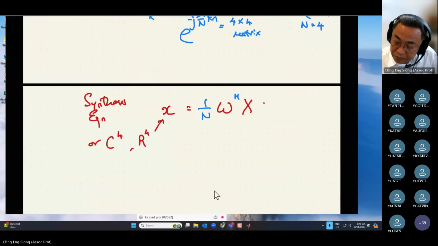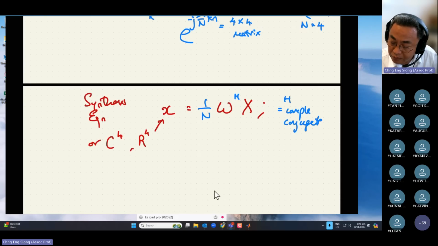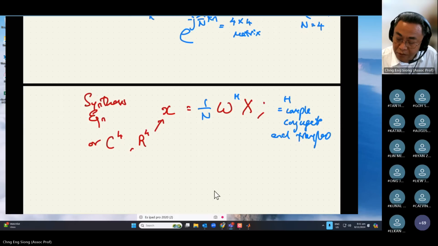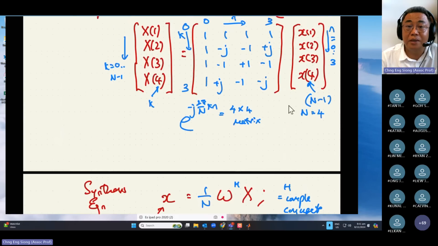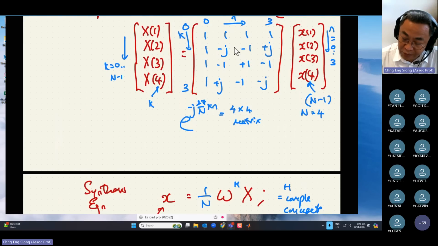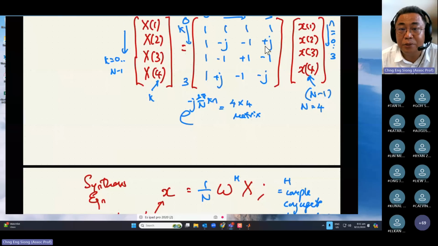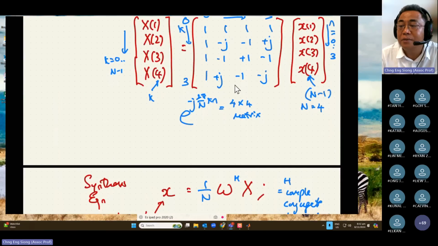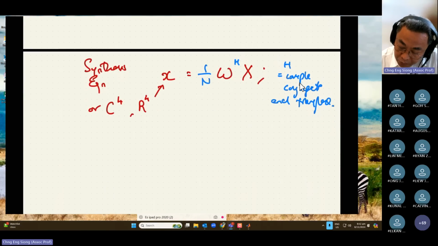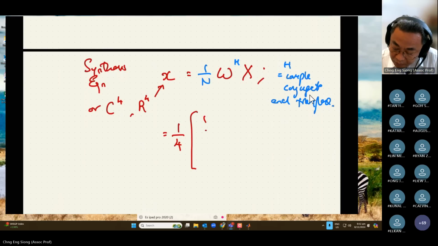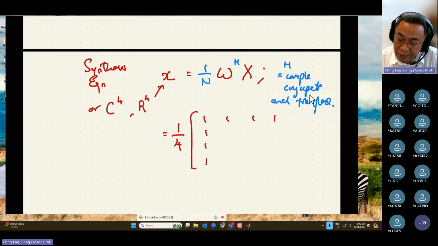What is W^H? The H operator is the complex conjugate and transpose. So basically, you will take this matrix, you will transpose it, and you conjugate it. But it's symmetrical. So W^H is very easy. W^H is exactly this matrix with all the minus j becoming plus j. That's it. So I'll write the matrix for you. Equals 1 over n, and we are still playing with n equals 4. And this is symmetrical. So this is all correct.